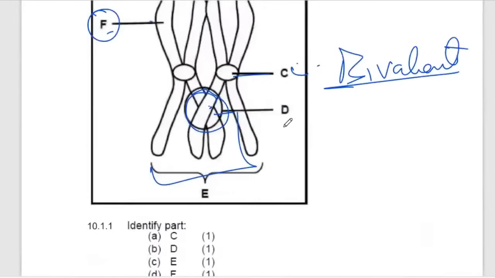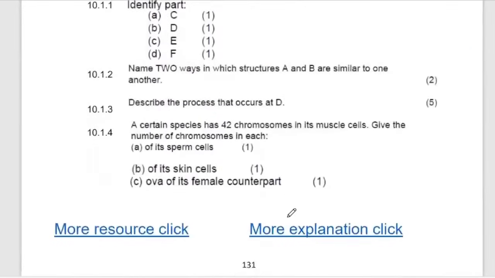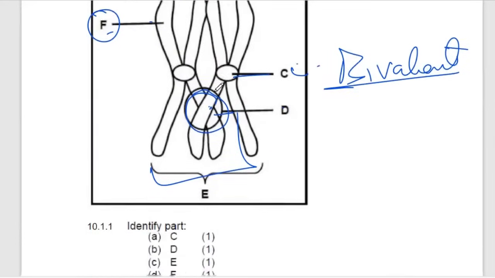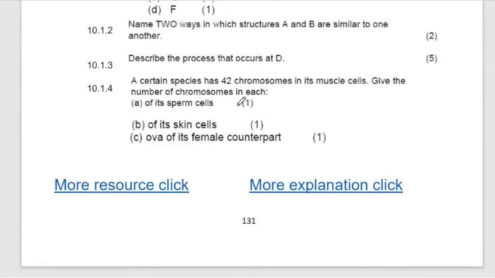Describe the process at D. So they are asking you to describe the process of crossing over, 5 marks. The homologous chromosomes come together. They cross over at a point called chiasma. They exchange genetic material between two homologous chromatids, and then they separate, and then they form genetically different chromosomes. So basically, that's what you need to explain when it comes to that.